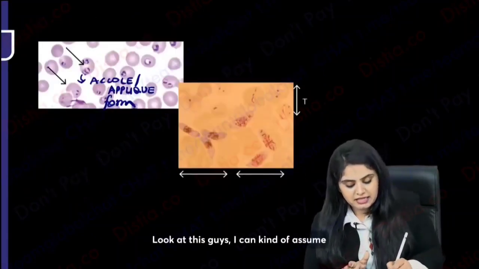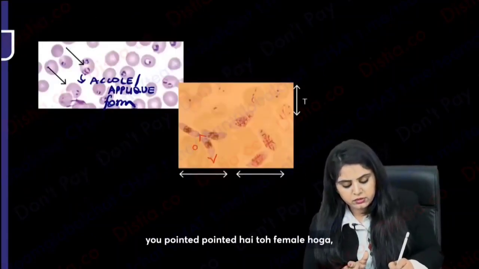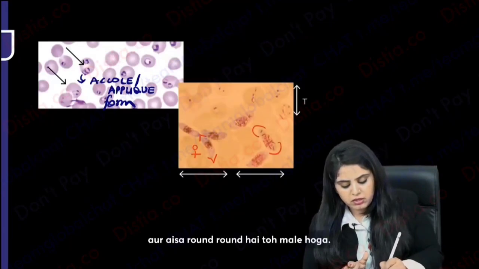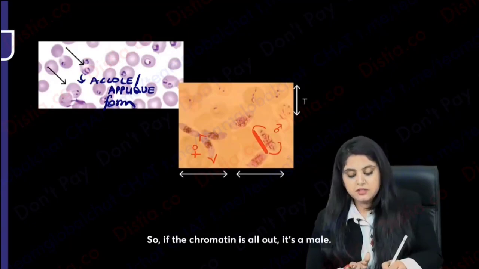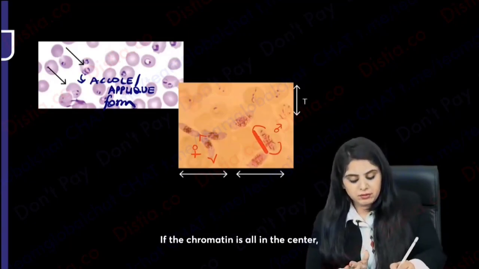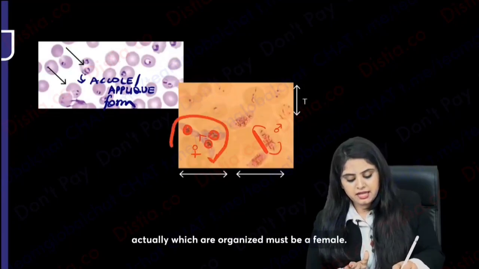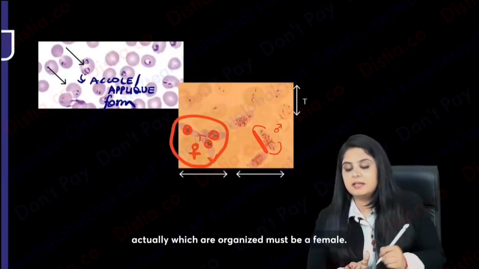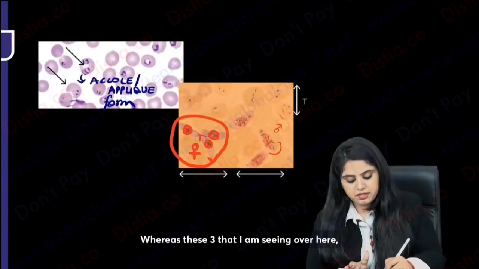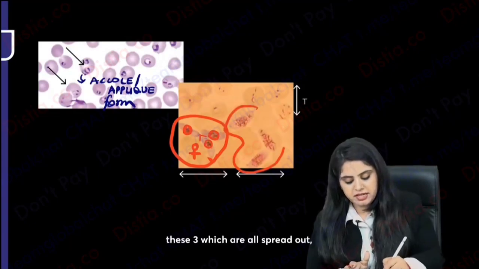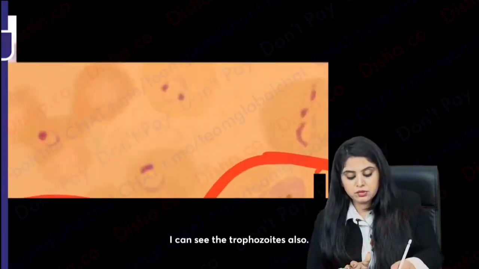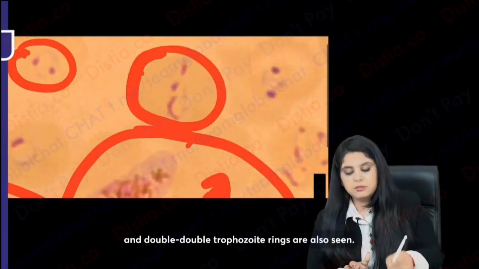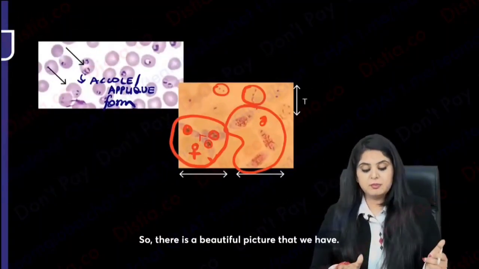Look at this guys, I can kind of assume ye pointed hai to ye female hoga, or ye aisa round hai to ye male hoga, but this won't help me in the paper. The chromatin will help. See, if the chromatin is all out, it's a male. If the chromatin is all in the center, organized in the center, so these three over here which are organized must be a female. Whereas these three that I'm seeing over here, which are all spread out, this must be a male. And if you see in the same picture, I can see the trophozoites also. Mujhe wo double ring and double trophozoid rings are also seen. So this is a beautiful picture that we have.